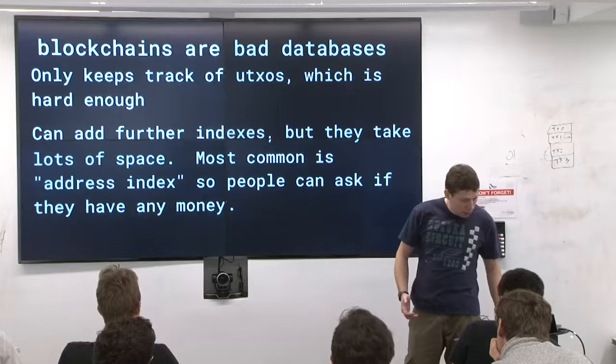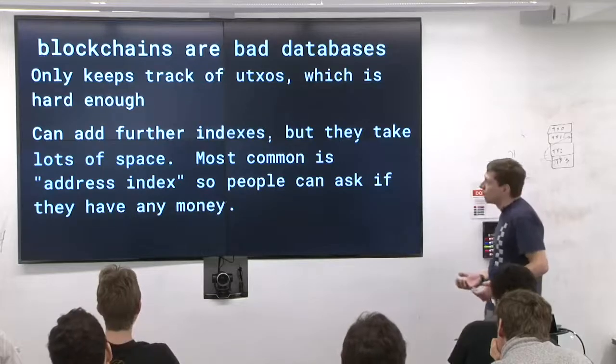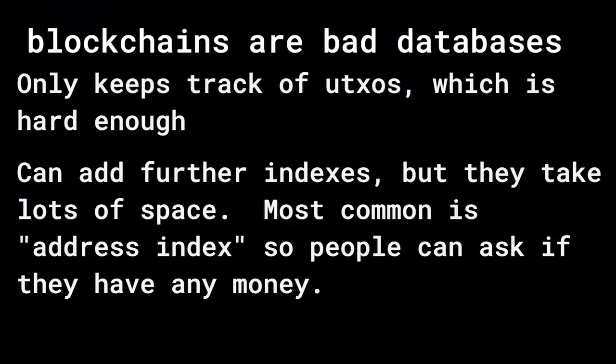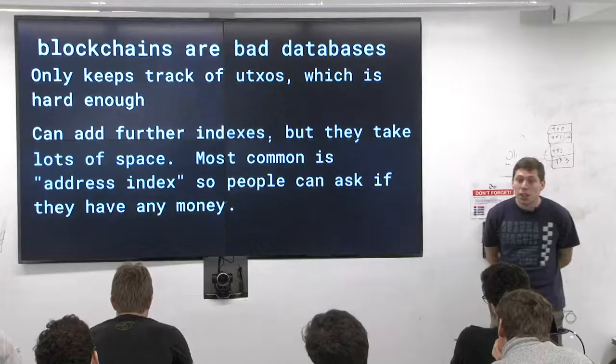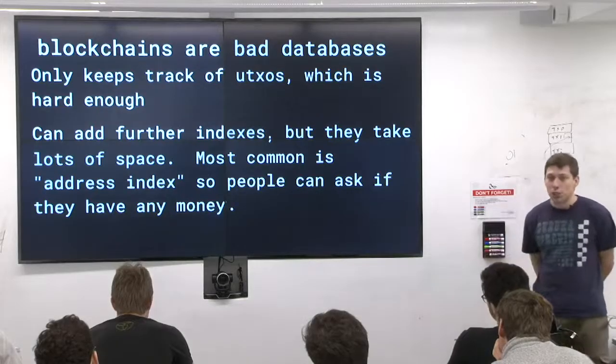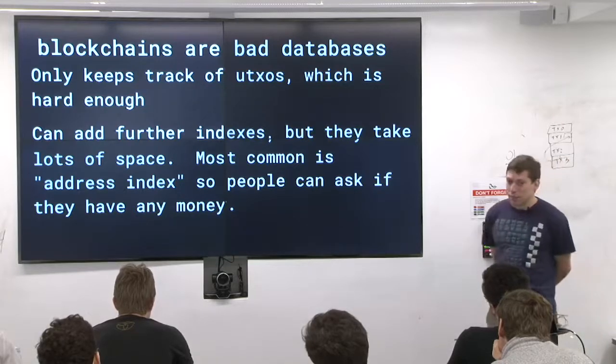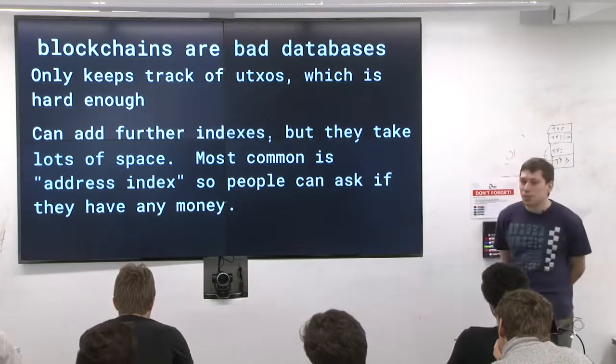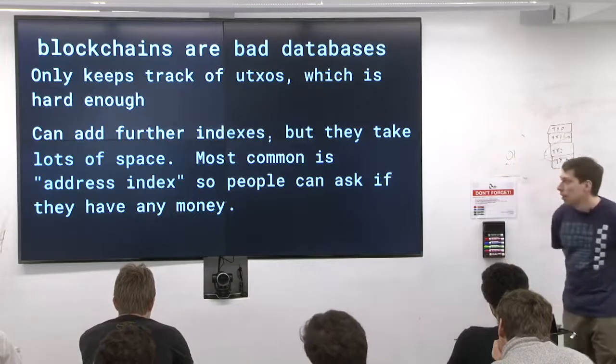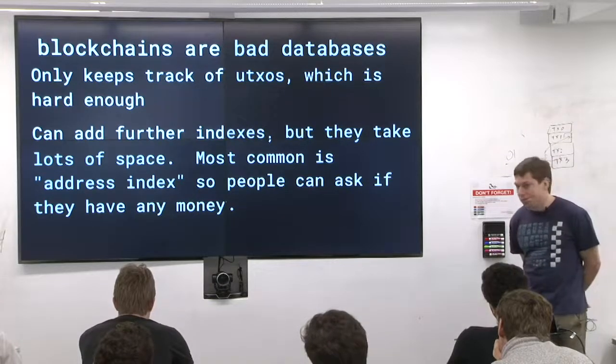Basically, it keeps track of UTXOs and it keeps track of historic blocks in order to give them to people. And it keeps track of the headers. The headers end up being small. All the headers total is like what, 40 megs? Something like that. So yeah, you can add further indices, right? You could write software to answer all these questions very quickly. But that's not what Bitcoin does by default.